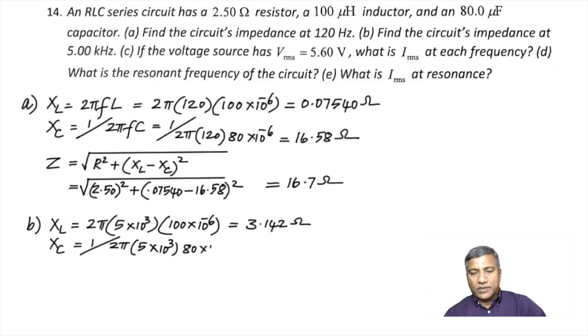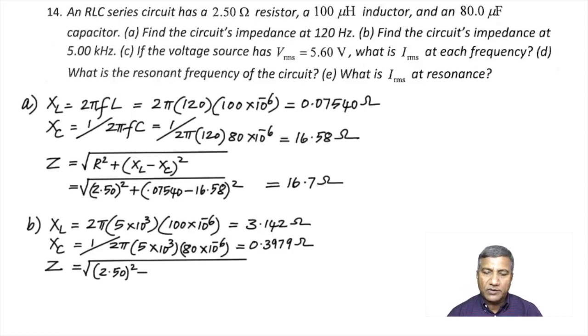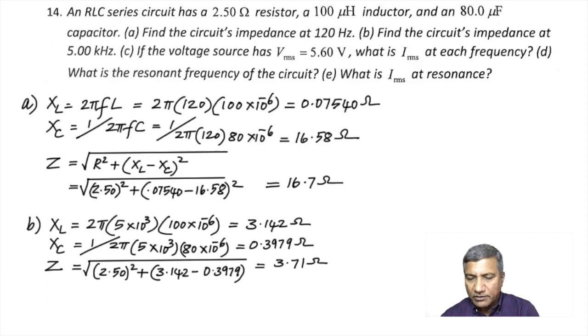All right, so XL is 3.142, XC is 0.3979 ohm, and the impedance is again the same formula. We get that. Just substitute those numbers and be careful about the calculations. I just forgot to include a square there. Now let me just try to plug that in right now. So that's a square there, and you get 3.71 ohms.